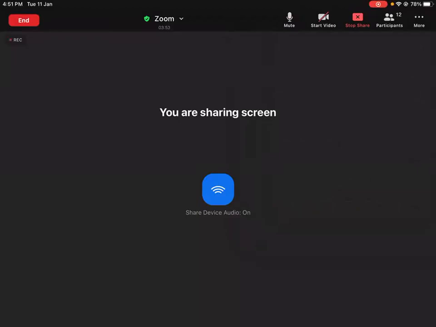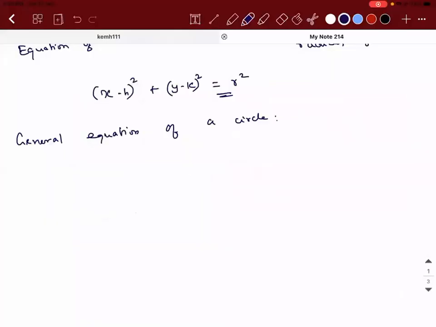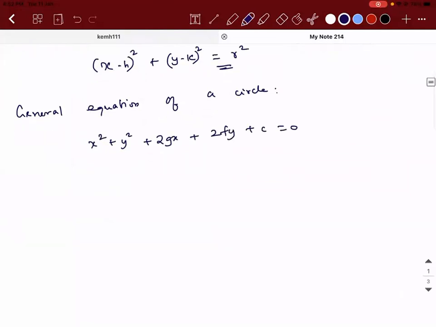So what is the general equation of a circle, guys? Can you make it really fast so that we can start parabola as well? x square plus y square plus 2gx plus 2fy plus c equals 0. Correct. So if the circle is given in this format, then what is going to be the center of it?